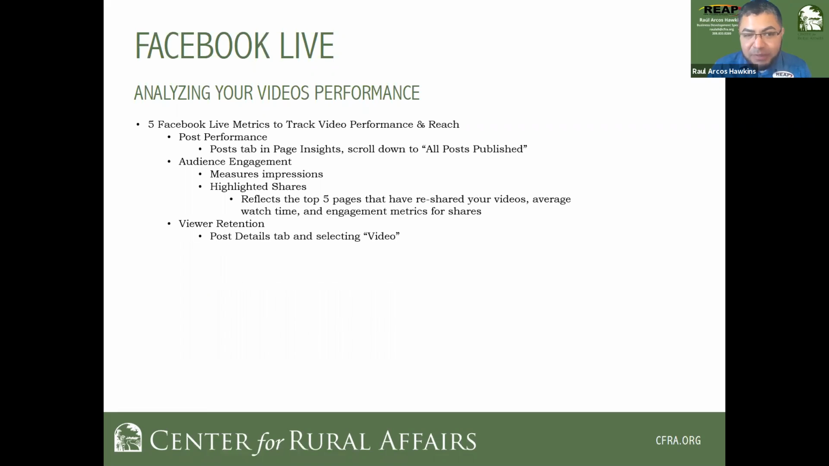Viewer retention, post details. In the post details tab, select video, and then it will give you the number of views on the video and peak views during the live stream. And again, this is important because usually, depending on how long your Facebook Live is, obviously you'll have people in and out, and it will give you a good idea of how many people actually watched the video.